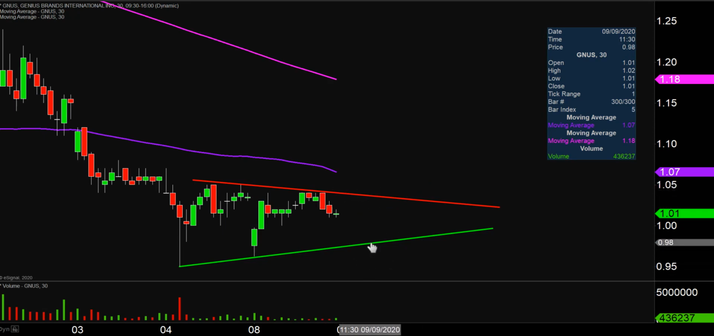Same is true down here. If the price were to break below to the downside, again, not a guarantee, but it wouldn't be shocking to see that all of a sudden create downside selling pressure. But all in all, symmetrical triangle. So let's see how this one plays out moving forward.